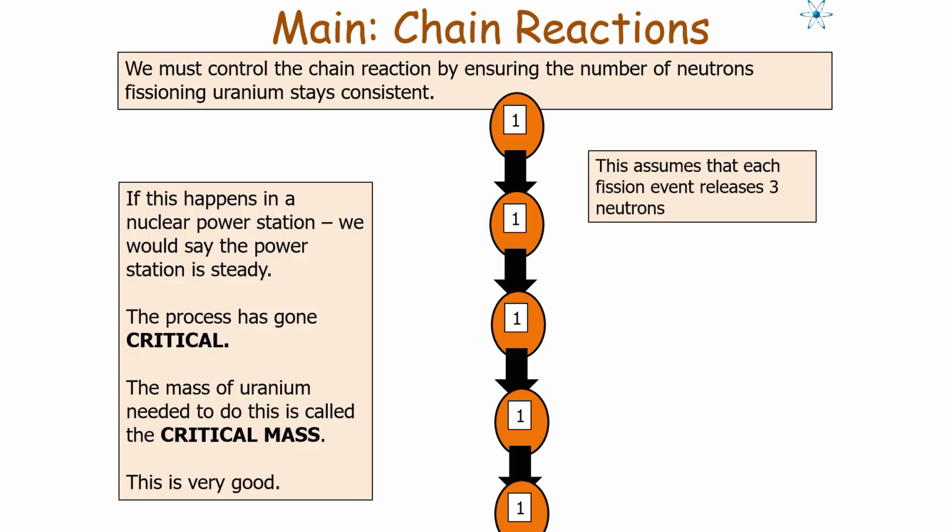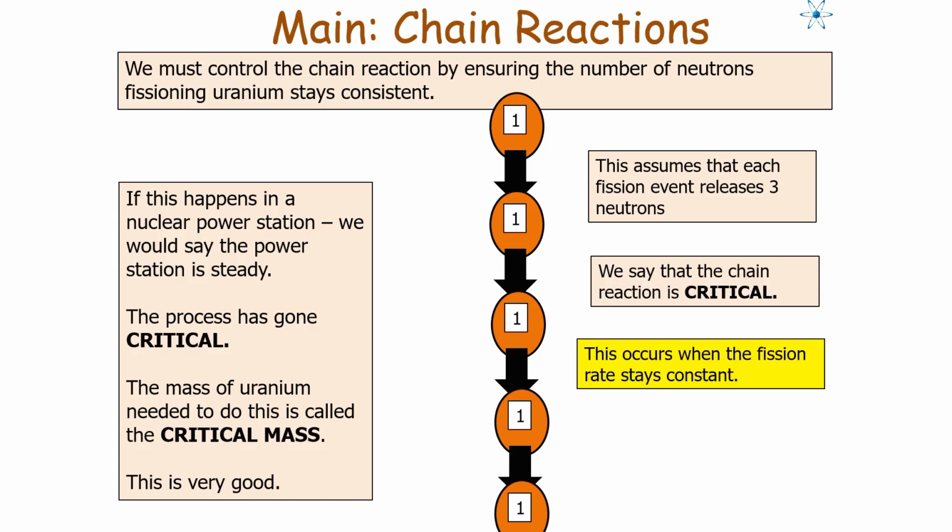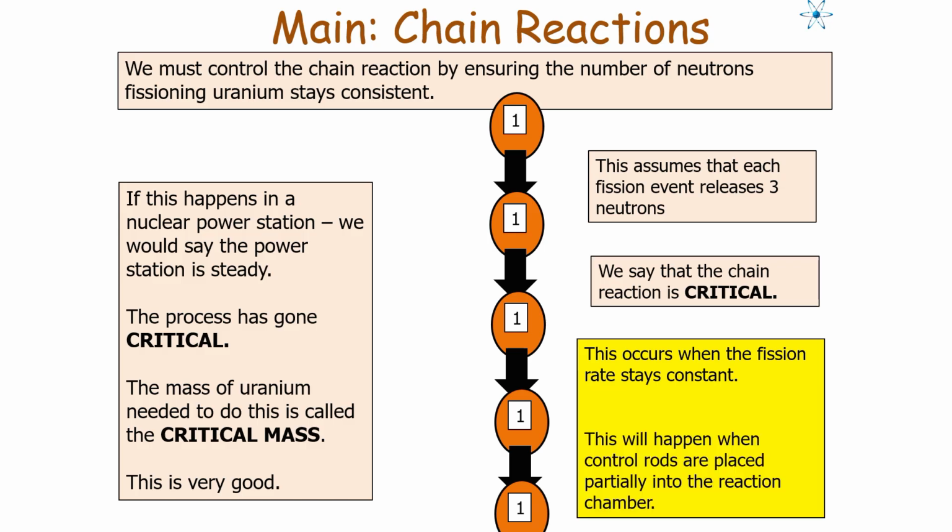Now if this happens in a nuclear power station, we say that the power station is producing power at a steady rate, so the process has gone critical. So the mass of uranium needed to do this is called the critical mass, which is very good. So we say at this point our chain reaction is critical, and this occurs when the fission rate stays constant. This actually happens when control rods are placed partially into the reaction chamber.